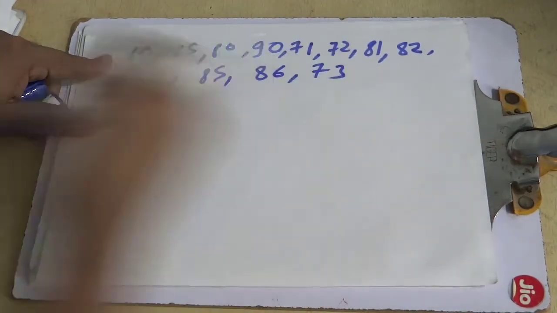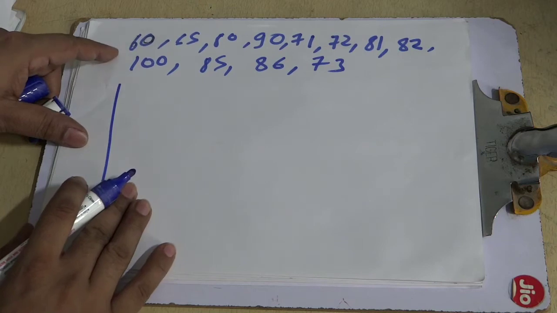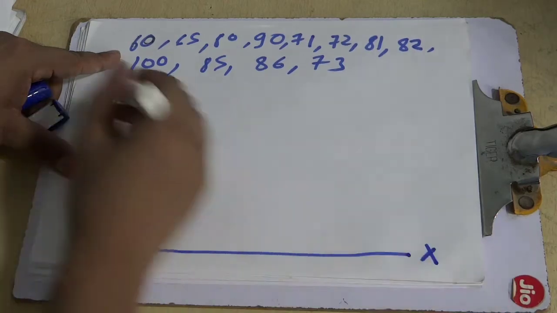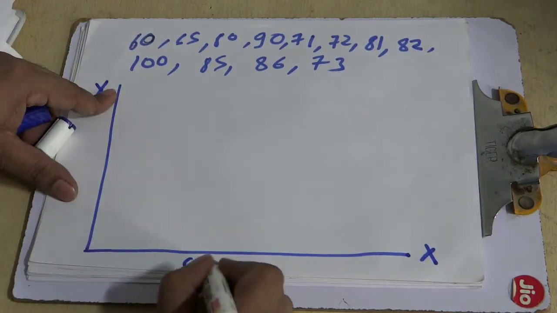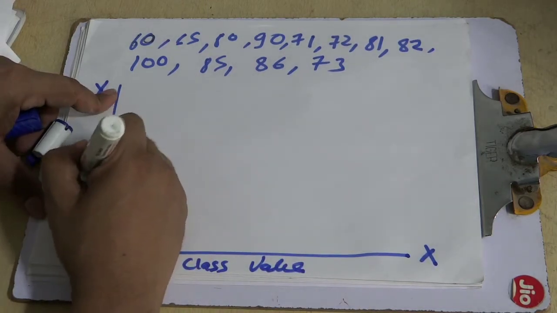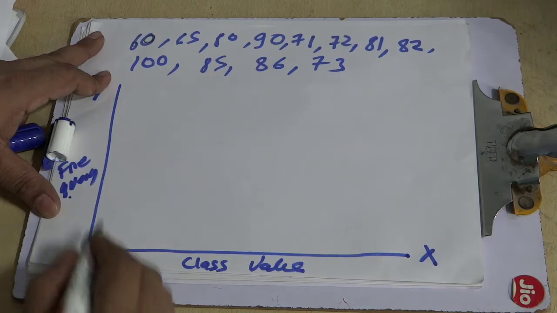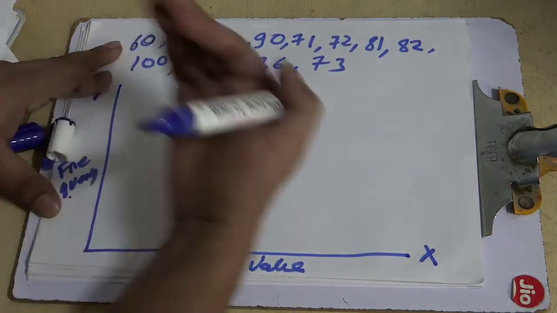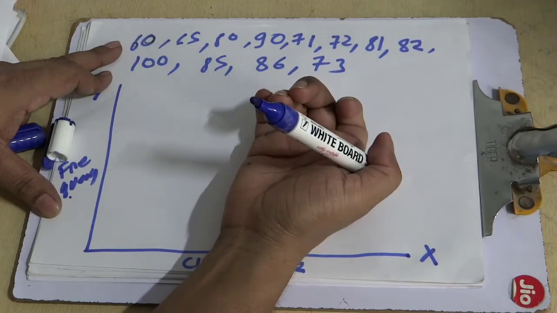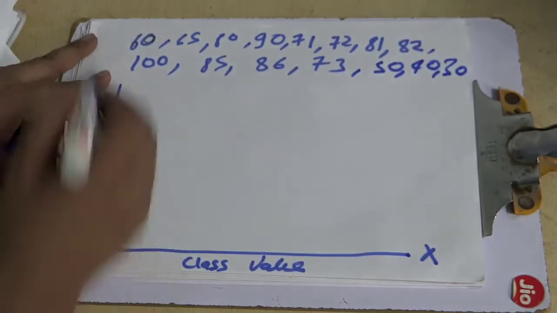Okay, now here we have to draw the data like this. This is the x-axis and this is the y-axis. Here this is your class value and this is the frequency. Now how can we draw the data? The class values depend on the nature of the data. I think it will be better to take more data, so it will be very easy for the 40 also.